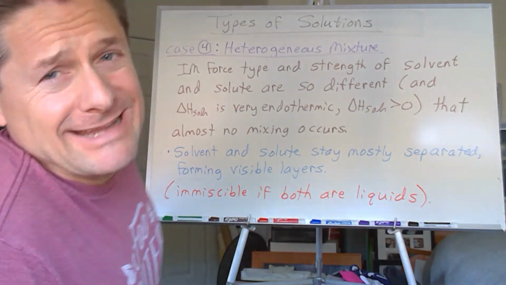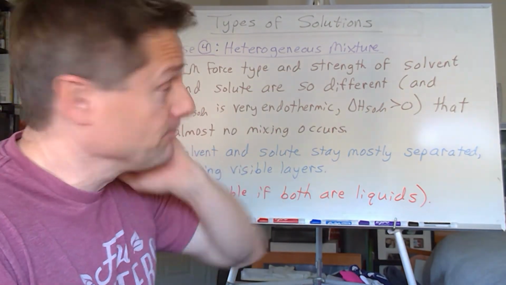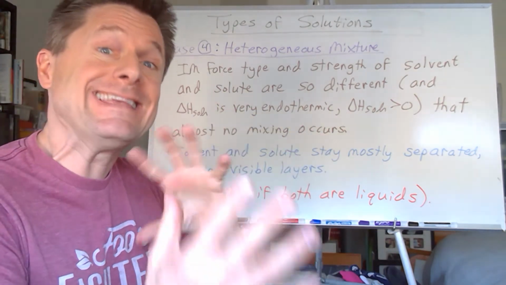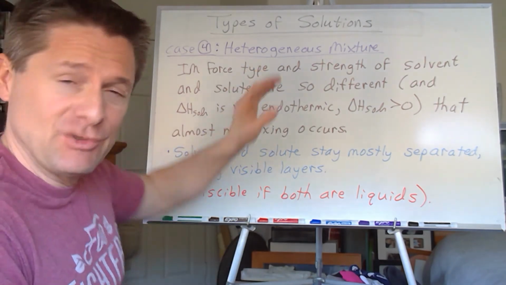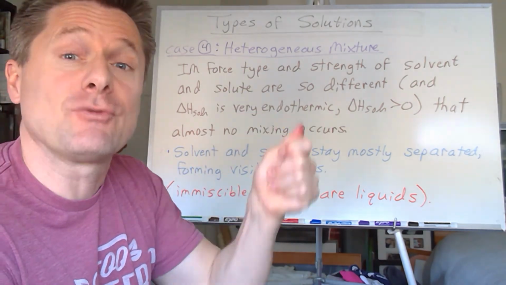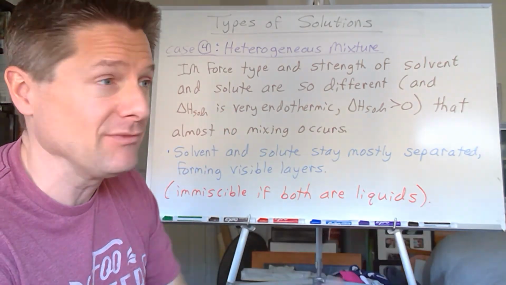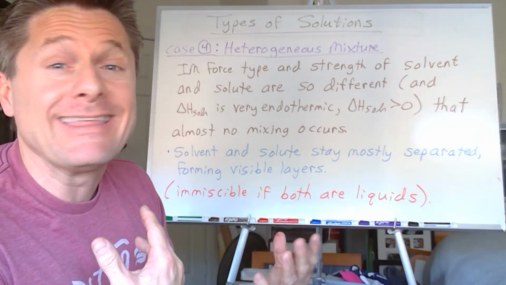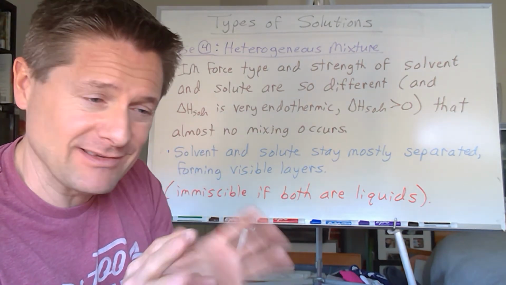You've probably seen this last case in your everyday life, right? It's called a heterogeneous mixture. Heterogeneous means you can see the two different components. It's not evenly mixed. So the intermolecular force type and strength are so radically different between the solute and the solvent particles, they really don't want much of anything to do with each other. The solvent wants to stay with its buddies, and the solute wants to stay with its buddies.